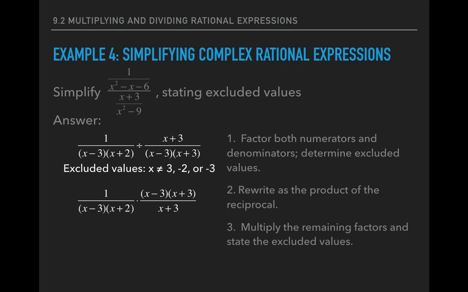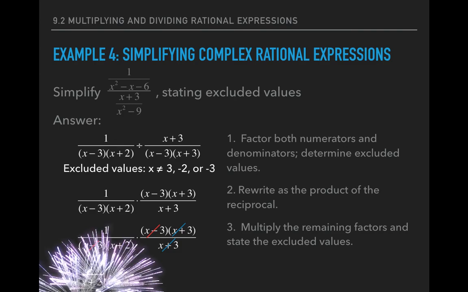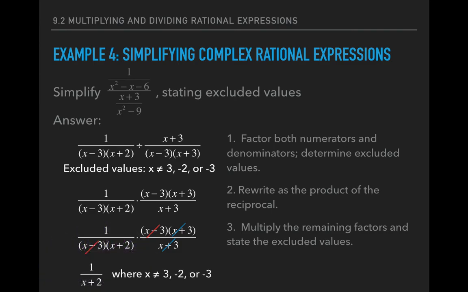We will simplify and then multiply. You can cancel those factors there, as well as these here in blue. I've made those slashes. And so we're going to have a much simpler result. It's just 1 over x plus 2, where x cannot equal 3, -2, or -3. And that is it. You all now have seen how to carry out every objective from this lesson.